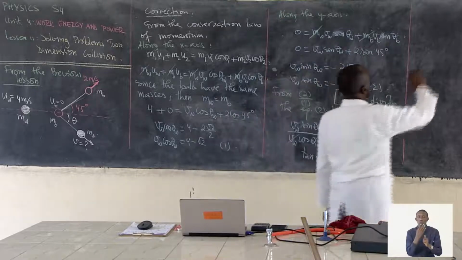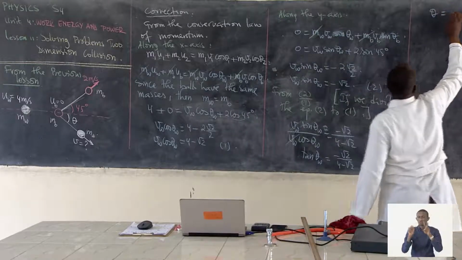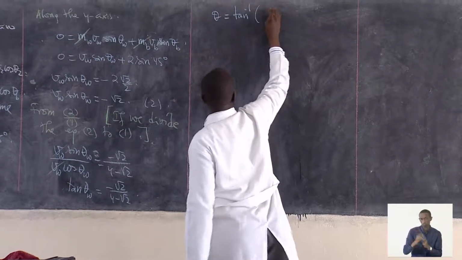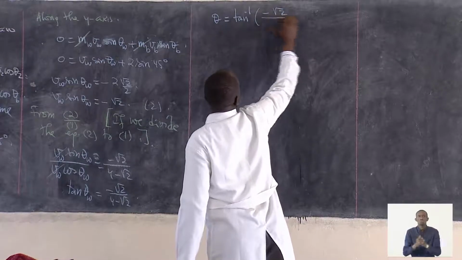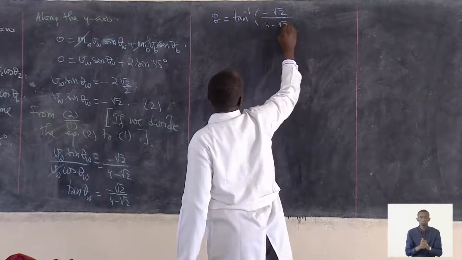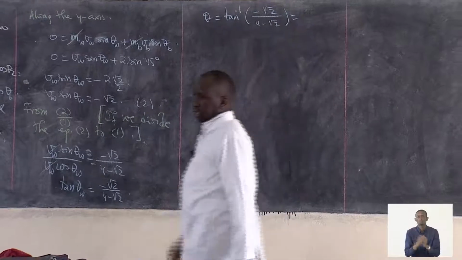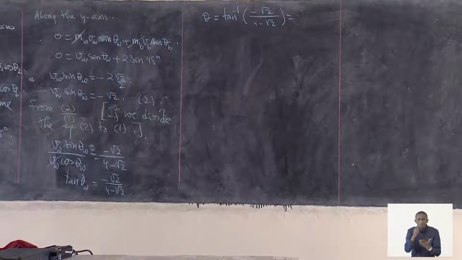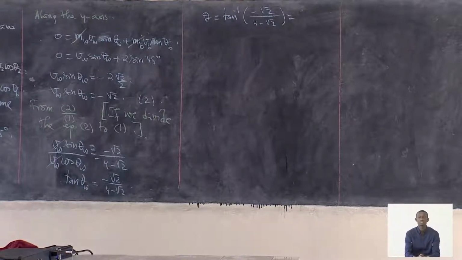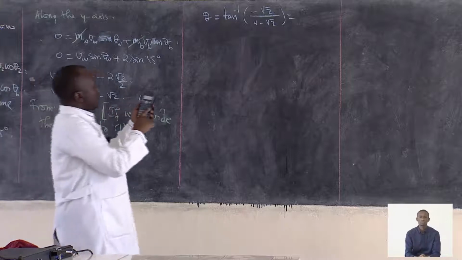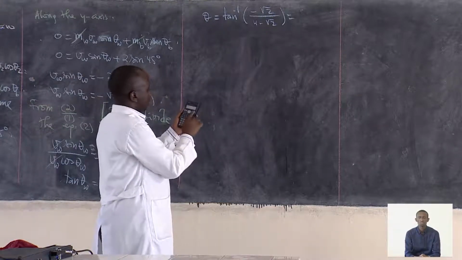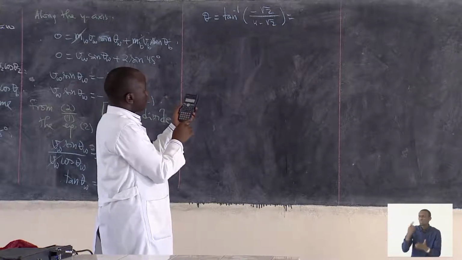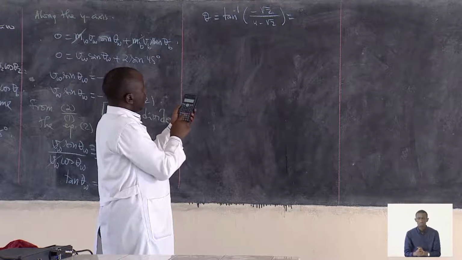And what do you think theta is going to be? Theta will be equal to the inverse of this tan, that is minus square root 2 over 4 minus square root 2. And what you find here is that angle. Students, can you use the calculator and find that? Okay, so here's what we have: the inverse of tan, and then we have square root.